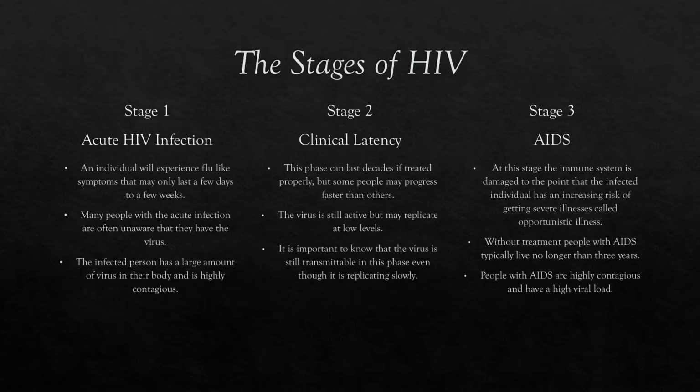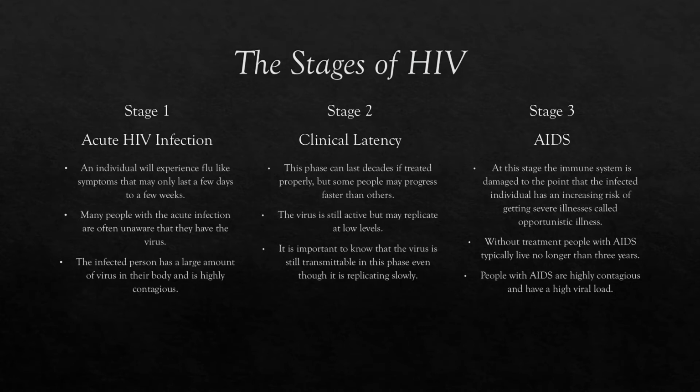Stage 2. Clinical latency. This phase can last decades if treated properly, but some people may progress faster than others. The virus is still active but may replicate at low levels. It is important to know that the virus is still transmittable in this phase even though it is replicating slowly.